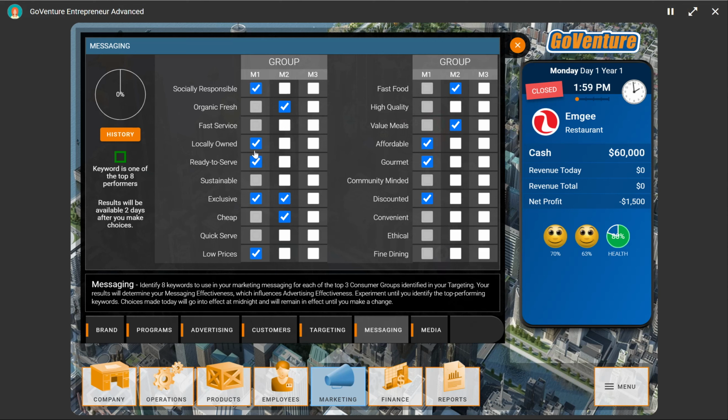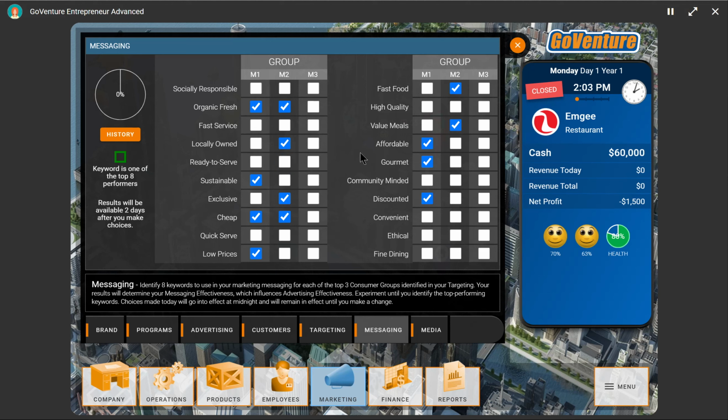So I can select 8 in M1. And M1 is, by the way, runs down here and then continues on to here. So you've got 20 keywords for all of the consumer groups. And what I can do then is just check on and off the keywords that I believe are going to be the best for each of these consumer groups. And the system won't allow me to select more than 8. It'll allow me to select fewer than 8, but I really should try to do 8.